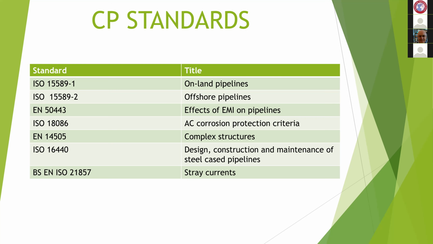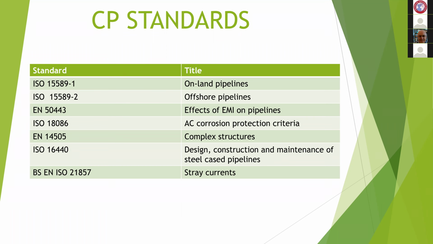Then we've got 50443, which is the effects of electromagnetic interference on pipelines, which we're going to discuss a little bit later, which is something that pipeline designers need to take into account when they're thinking about the routing, coating selection, and monitoring facilities. 18086 relates to AC corrosion protection criteria, which are a bit more complicated than cathodic protection criteria and have to be taken into account.